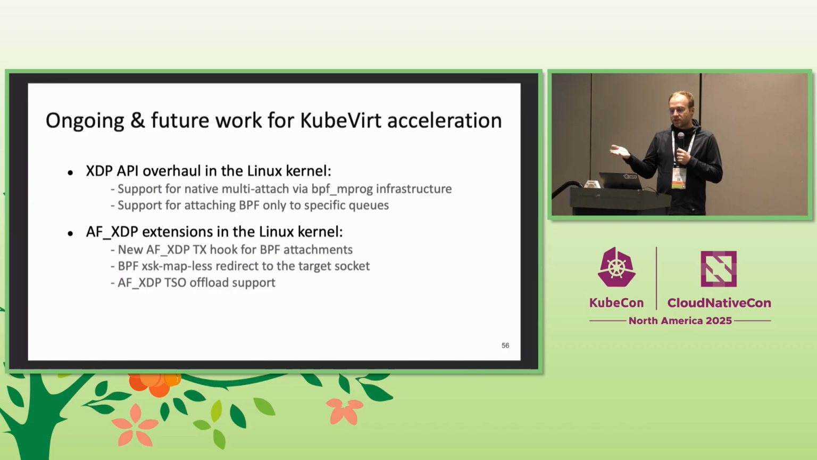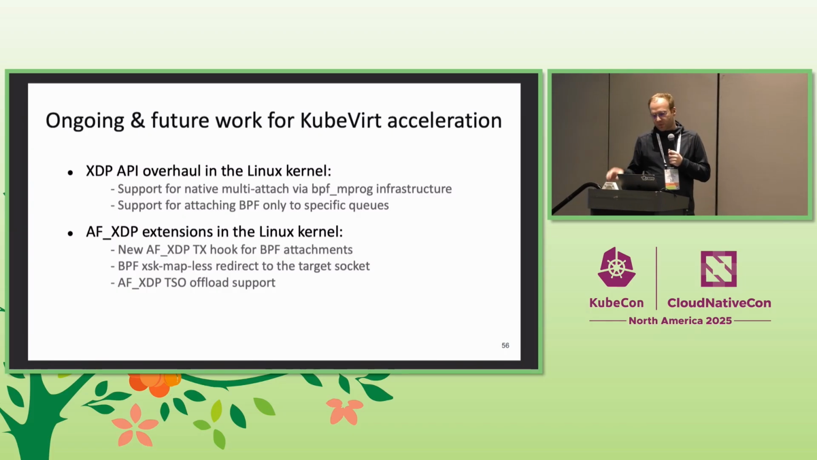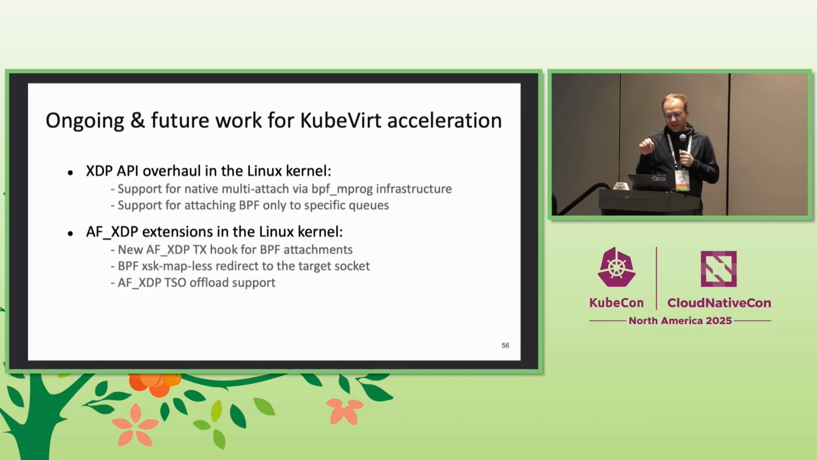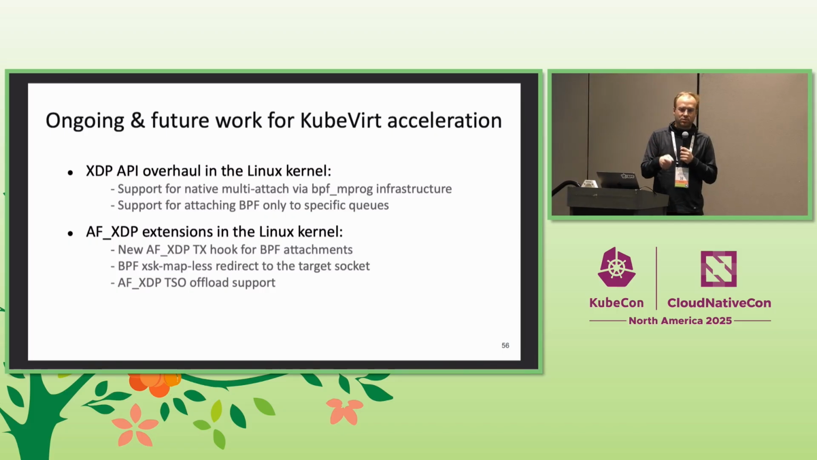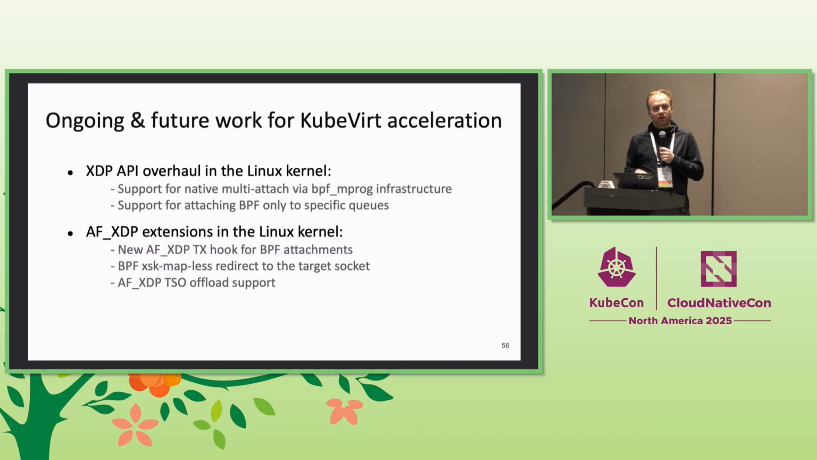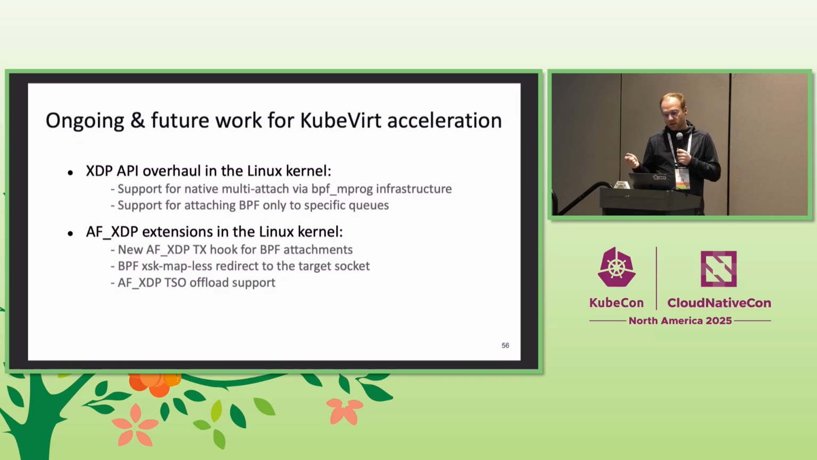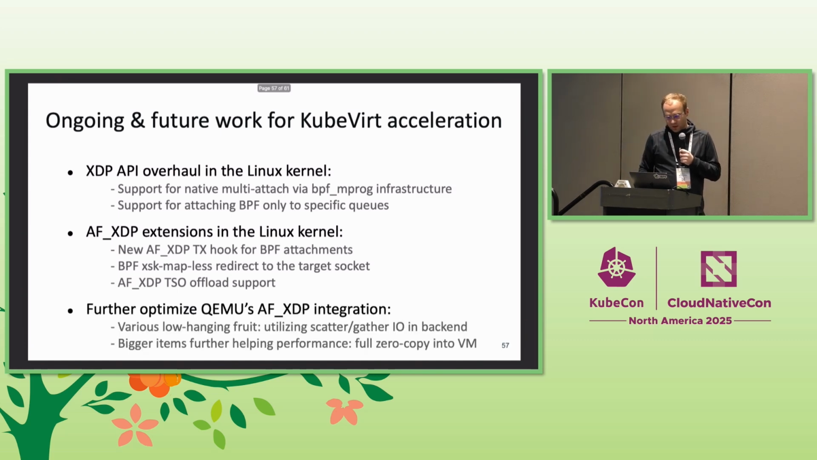And once we have that, the next step we are planning to work on is an AFXDP TX hook. Right now, for traffic going through XDP, we can do policy enforcement and observability there. But one thing still missing in the kernel is a TX hook where we can drop or observe traffic coming out of the VM. So this is the plan.